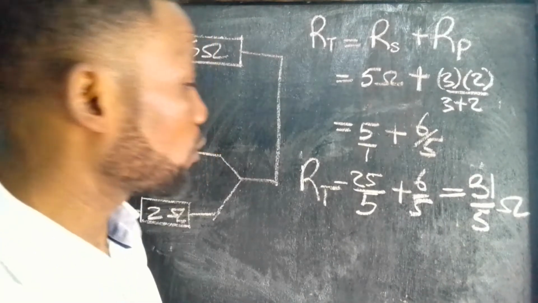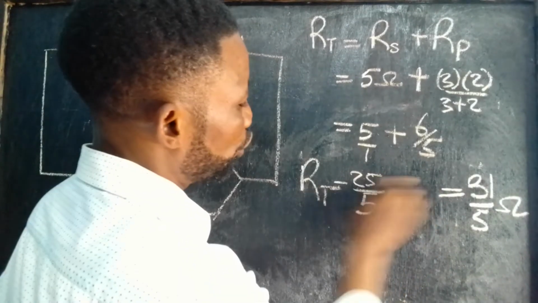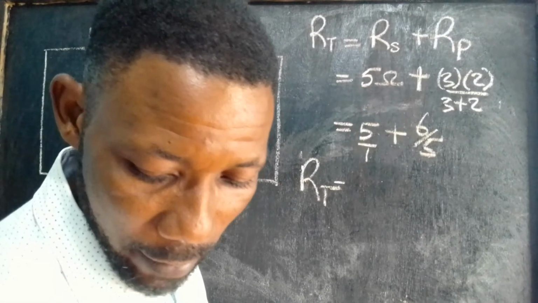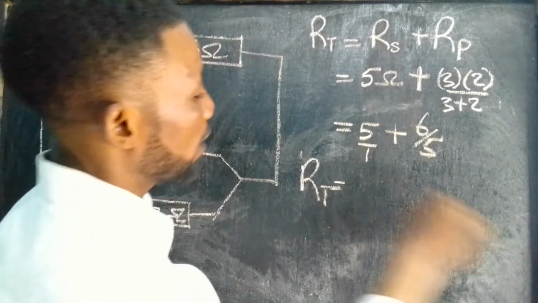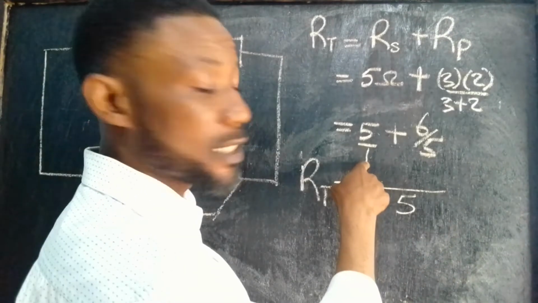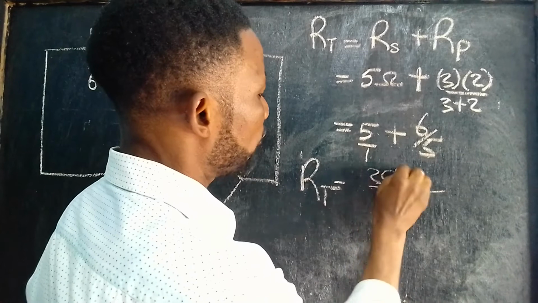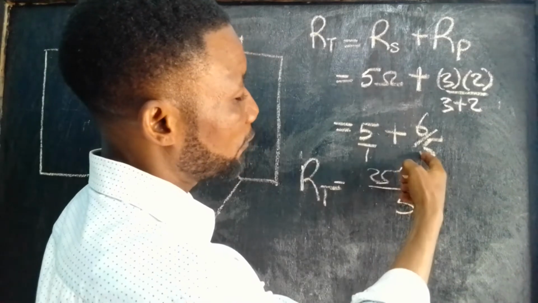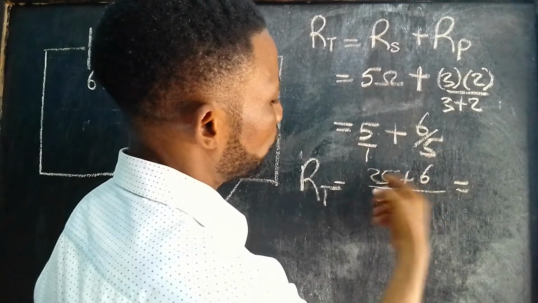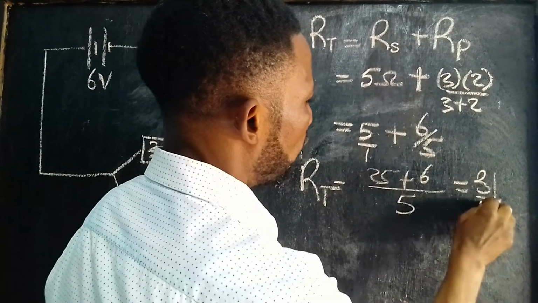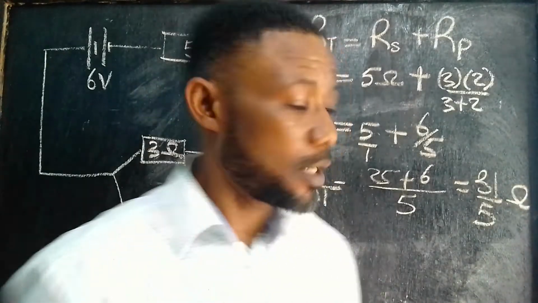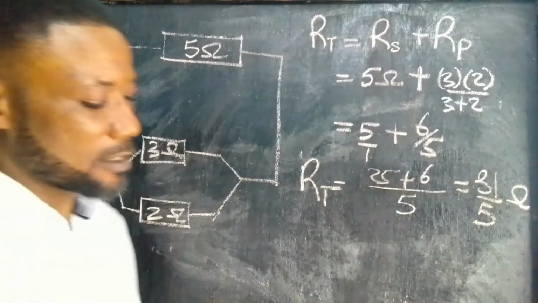Or if you didn't know how to go through that and you choose to use the LCM, you look for the LCM, you will still have the same answer. The LCM is going to be 5. 5 divided by 1 is 5, 5 times 5 is 25, plus 5 divided by 5 is 1, 1 times 6 is 6. You're still going to have 25 plus 6, which is 31 on 5 ohms. So this is the total resistance of the circuit.